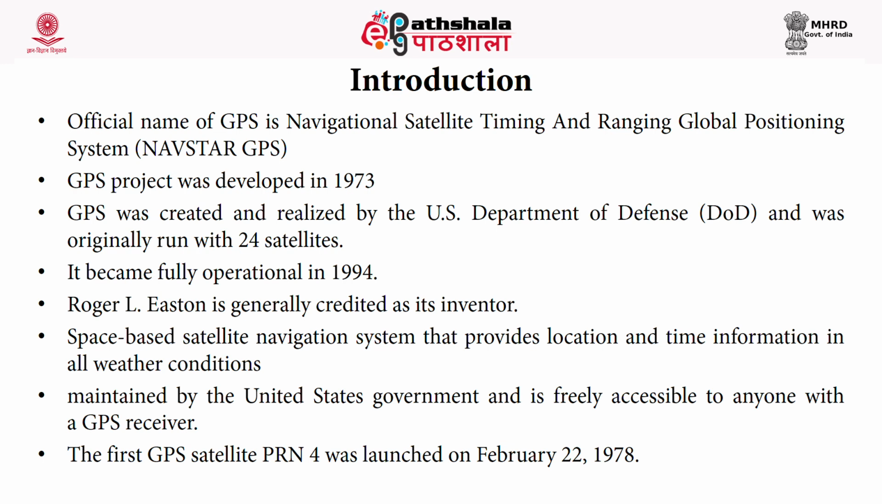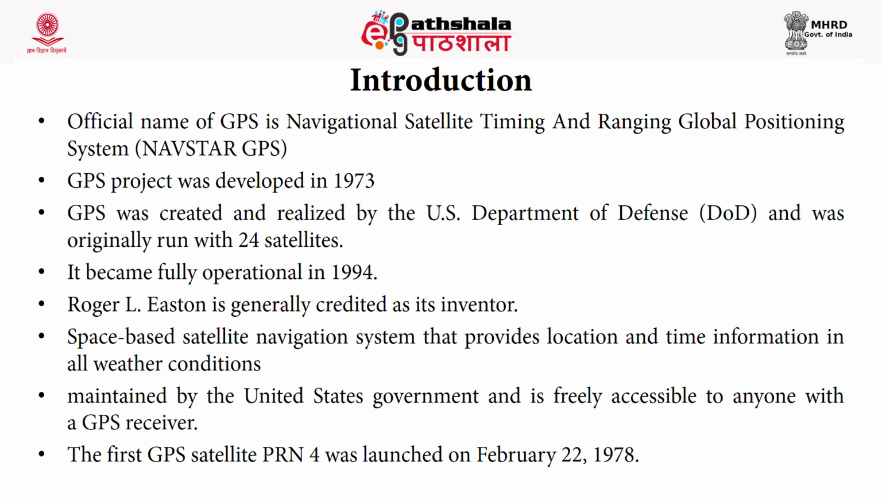GPS or Global Positioning System is officially known as Navstar GPS, that is Navigational Satellite Timing and Ranging Global Positioning System. The GPS project was first developed in 1973 by the US Department of Defense and was originally run with 24 satellites. This became fully operational in 1994. Roger L. Easton is generally credited as its inventor.